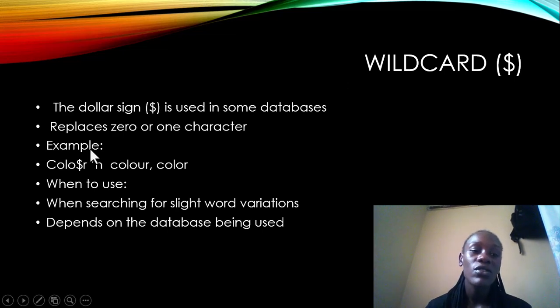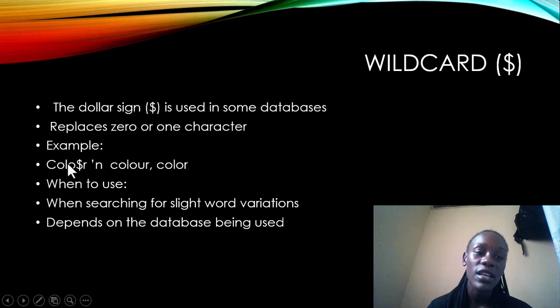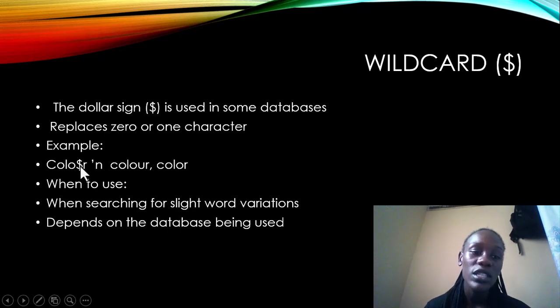So let's see how we use it as a wildcard. So as a wildcard, it can also replace 0 or 1 character. So for example, here in the same word color, you can see that they put a dollar sign to represent either u or not any u, one character, or not. For example, here you have color and colour. Either you put u, or even if you don't put, that's the dollar sign. So when to use: when searching for site word variations, and it depends on the database being used, so you cannot use it anyhow.